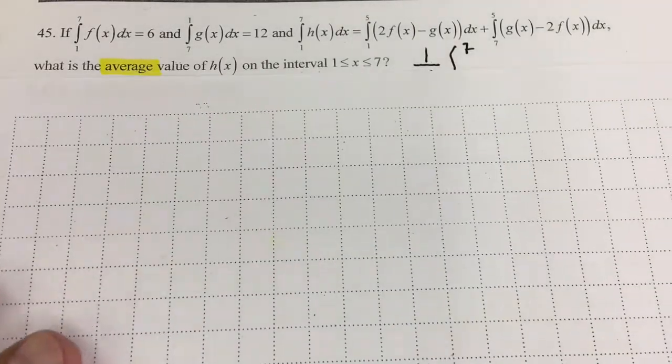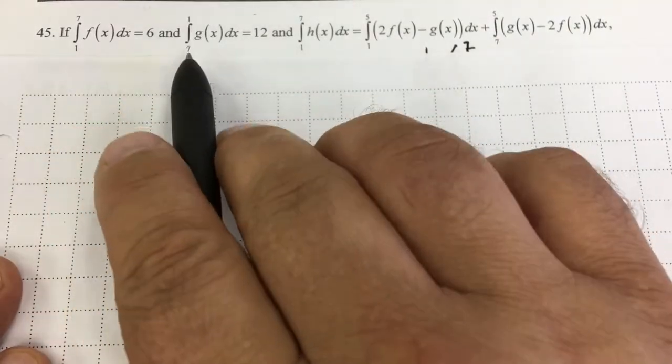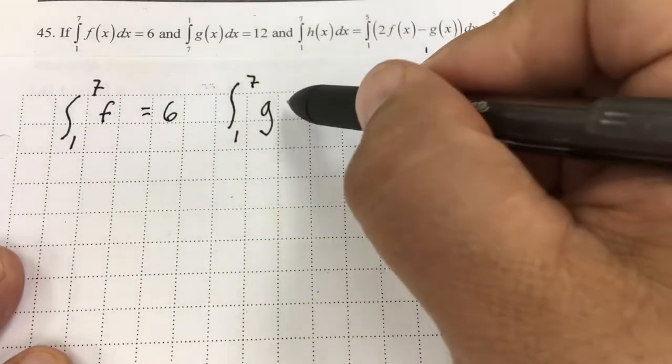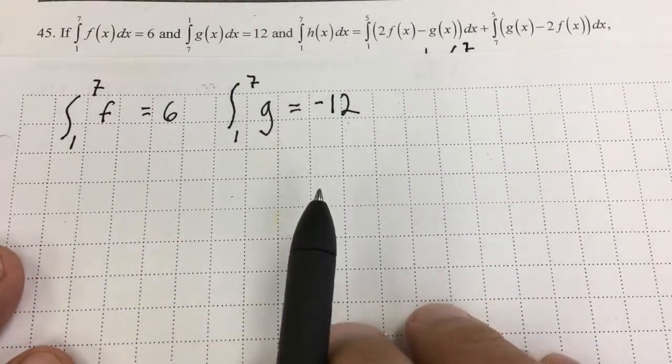So let's see. It gives me some information. It says from 1 to 7 of f equals 6, but from 7 to 1 of g equals 12. So I'm going to get a little bit of information down here. So 1 to 7 of f equals 6. And from 7 to 1, that means from 1 to 7 of g is going to equal negative 12. And I'm not being very formal. I'm not putting my f of x dx and all this stuff. I just want to get the idea down on paper.